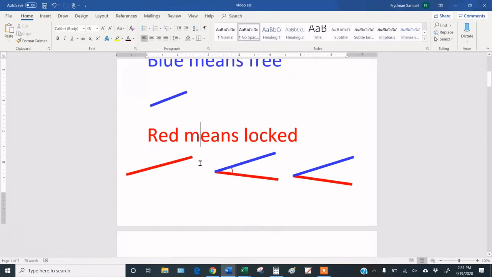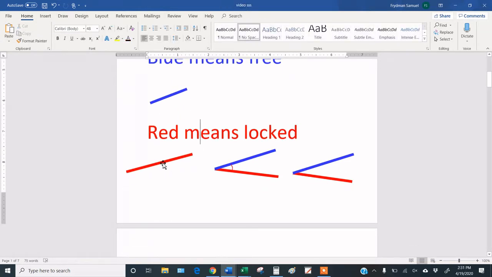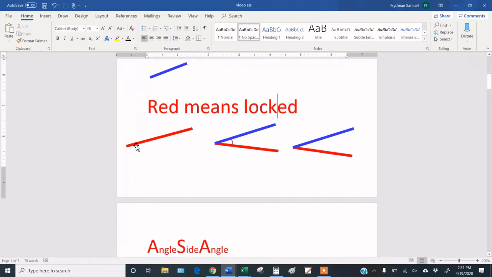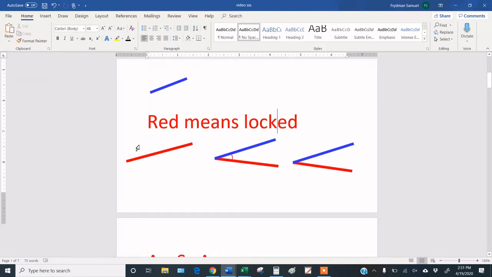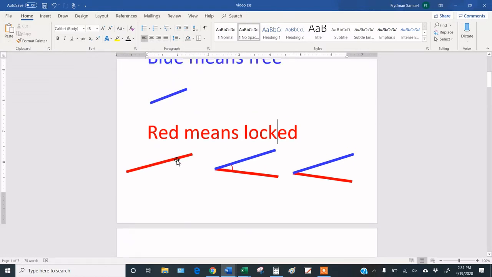But if we see a side which is drawn in red, that means it is locked. What do I mean by locked? I just mean that we cannot change how long it is. So if we see a side which is drawn in red, which is this long, that means it needs to stay that long. We're not allowed to make it any bigger or smaller. And the same thing goes for angles.